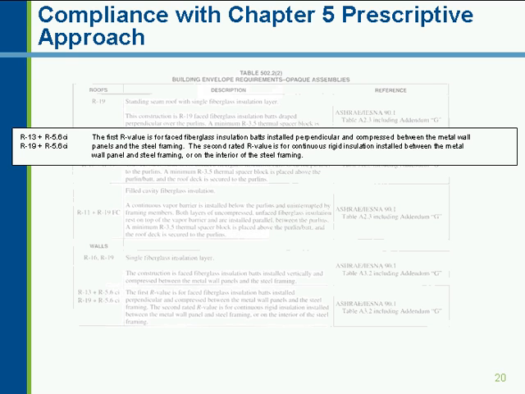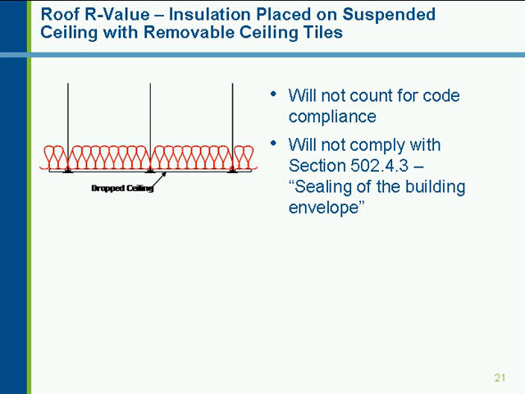For roof assemblies, I want to cover a few specific things that I did not cover when we rapidly went through the R value table. For one thing, you can't install insulation on top of the drop ceiling and count it for insulation. The insulation will have to either be placed underneath the roof deck, or you need a hard lid underneath that insulation to act as an air barrier. And there's really two reasons that you can't do this.